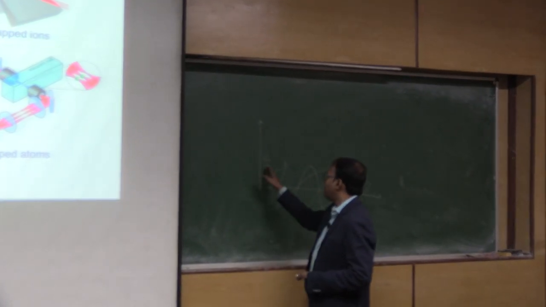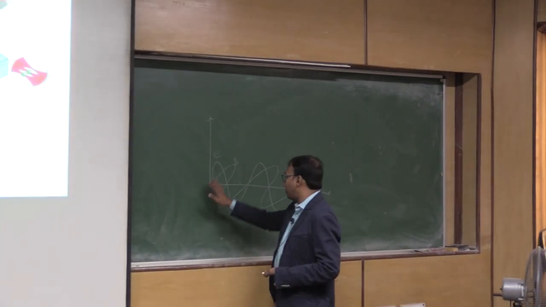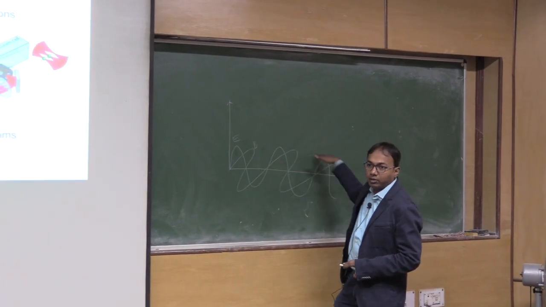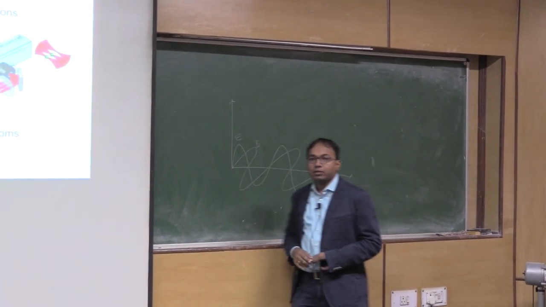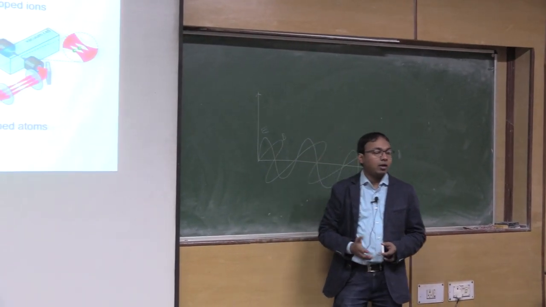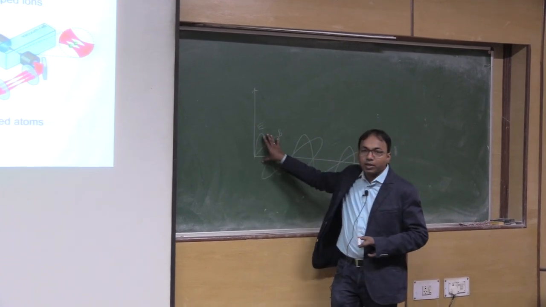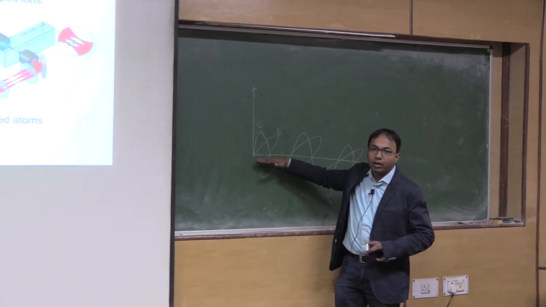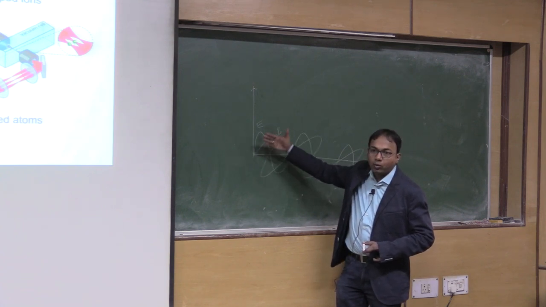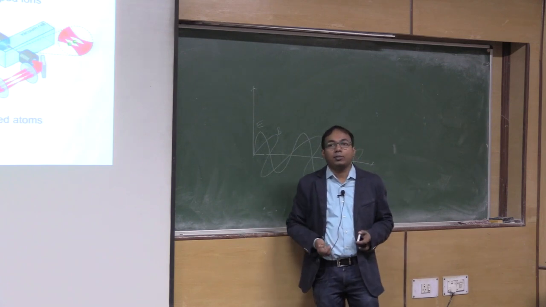Now this plane of the electric field, in this picture, is this plane, right? In this plane it is oscillating. This plane is called polarization. Now, this polarization you can tweak in many ways. You can either keep it in this plane, you can take it in this plane, you can put it at this angle. This polarization is something you can use for defining qubits.